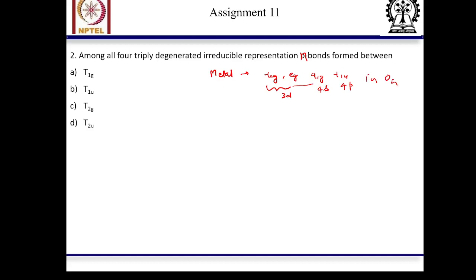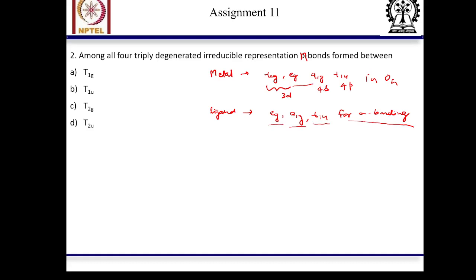Now come to the ligand. On the ligand we have Eg, A1g, and T1u. This is for the sigma bonding. Once we get the reducible representation, you will see that Eg, A1g and T1u will form the sigma bonding with the metal.